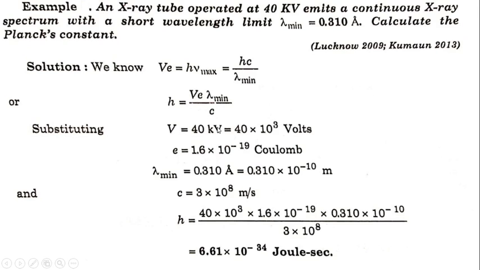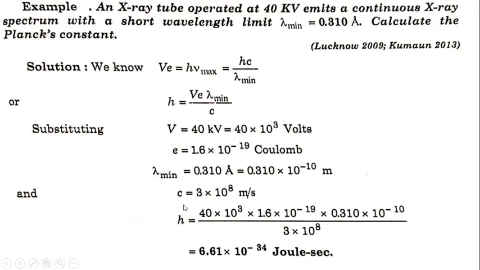Therefore V equal to 40 kilovolt equal to 40 into 10 raised to 3, and e equal to 1.6 into 10 raised to minus 19 coulomb. Therefore lambda minimum equal to 0.310 angstrom, that is equal to 0.31 into 10 raised to minus 10 meter, and c equal to 3 into 10 raised to 8 meter per second.